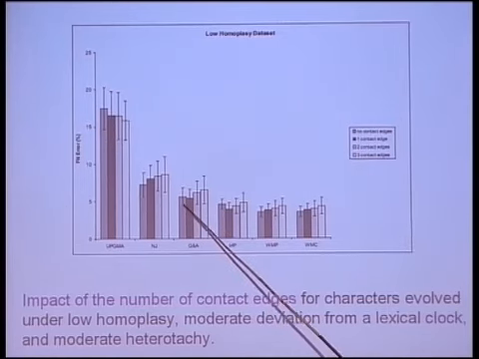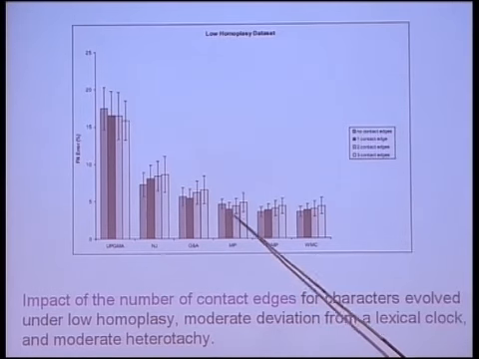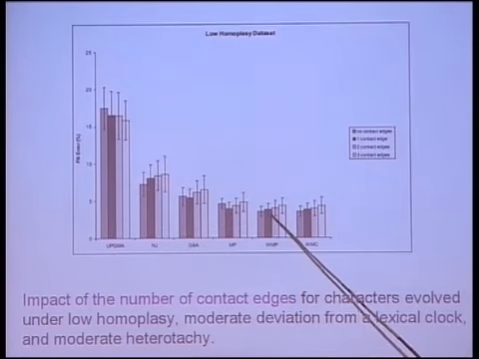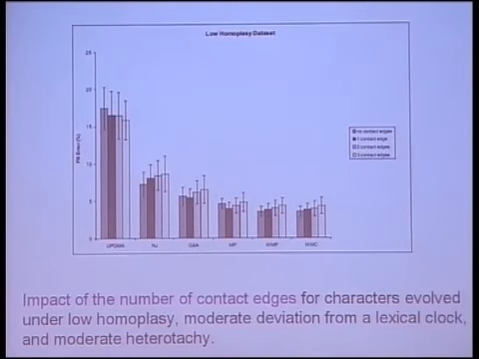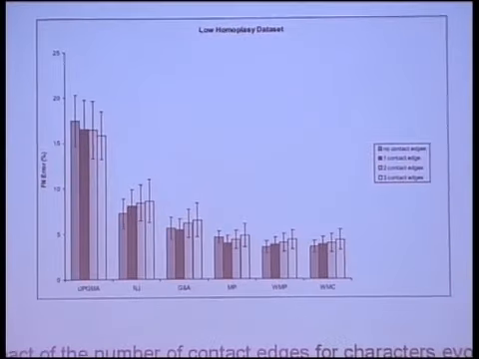Gray-Atkinson, it's a little bit unclear. Maximum parsimony, you know, it's interesting. With one contact event, both of these methods are slightly better. But weighted maximum parsimony, weighted maximum compatibility gets slightly worse, but hardly any impact from adding contact events.